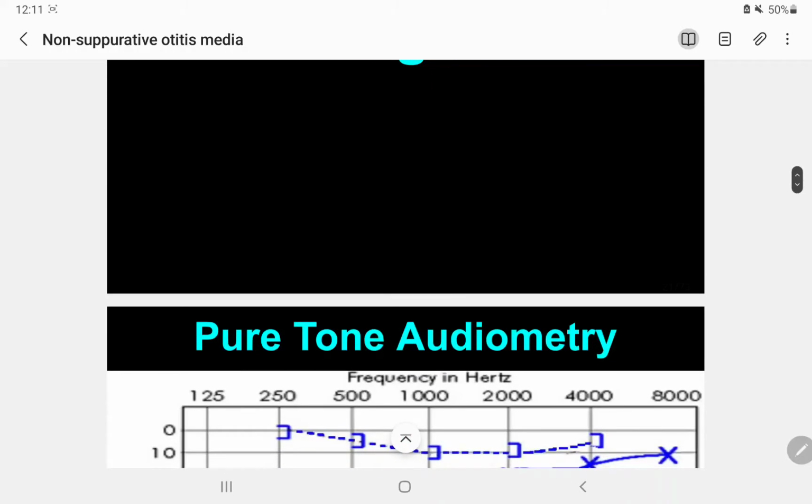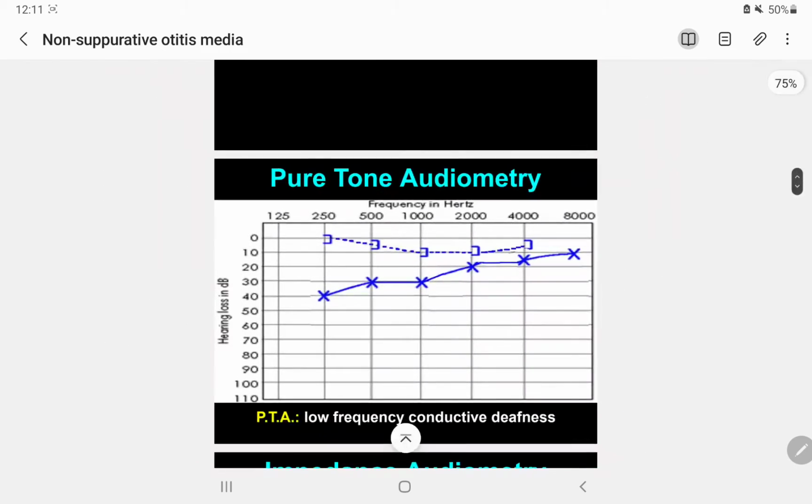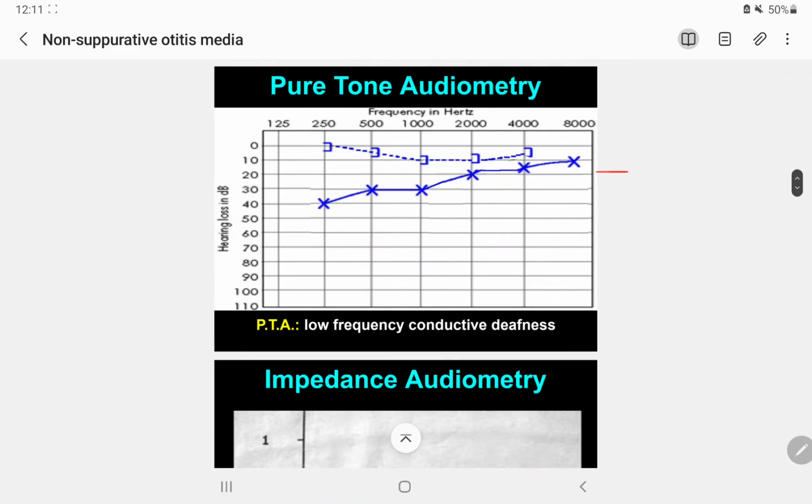So investigation, what are we going to send to confirm and give the diagnosis that the person is suffering from otitis media with effusion? So we do pure tone audiometry, right? For the PTA we will have another video. So here, what happens is it is above 20 dB, so it is conductive deafness, right? Conductive hearing loss, CHL. And here we can see the low frequency conductive deafness, as has already been discussed in this slide. So a low frequency conductive deafness can be seen on the PTA.